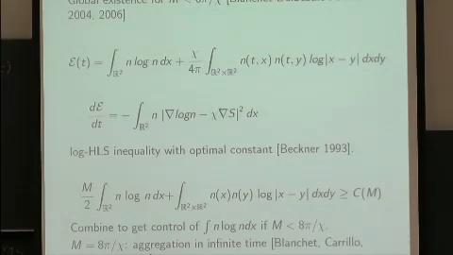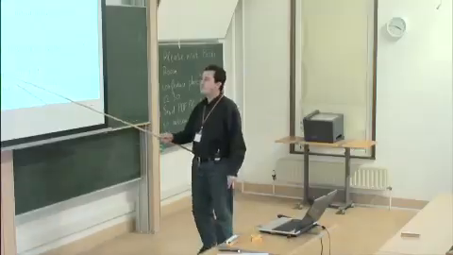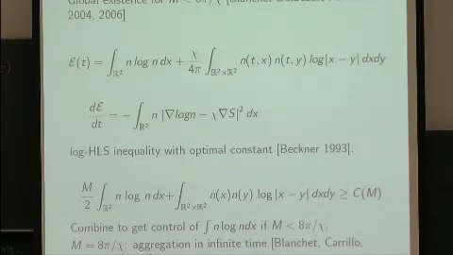Okay, so if you combine them, you get control of this quantity, integral n log n. What does that mean? It means when you start, you have conservation of mass, so you are integral of n, you are in L1, and now you have gained a little bit. You've gone from integral of n to integral of n log n. You gain a little bit. Turns out that's enough. With a lot more work, you can prove global existence.